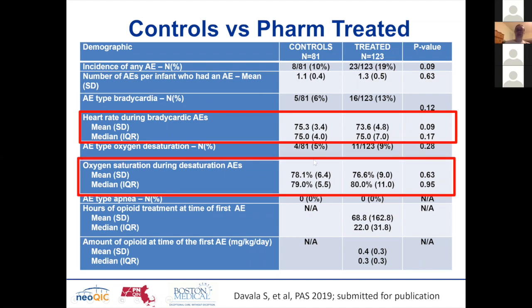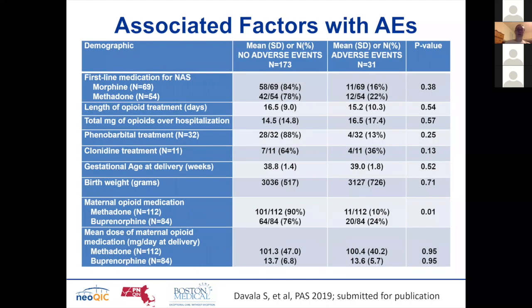Or similarly, that they would drop their oxygen saturation to the upper 70s. Again, on average, 1 event per baby, self-resolved. So to me, I'm not sure the clinical significance of this, given that 10% of the controls had these events as well, and none of them needed intervention. And we also didn't find any associations with whatever medication they were on, how much they were on, if they were on additional phenobarb or clonidine.